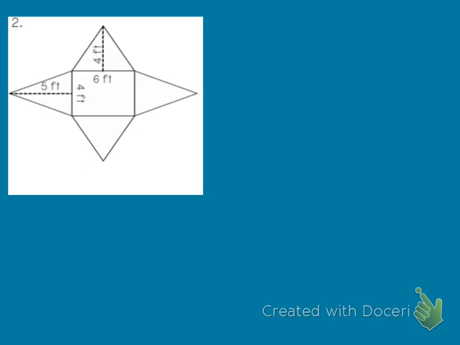Number 2, it looks like we have, here's our base. And then here, if you notice, this slant height is 4. And this slant height is 3. Which means your slant height is 5, which means we have 3 different shapes here. Okay, so let's go with, we have to find lateral.